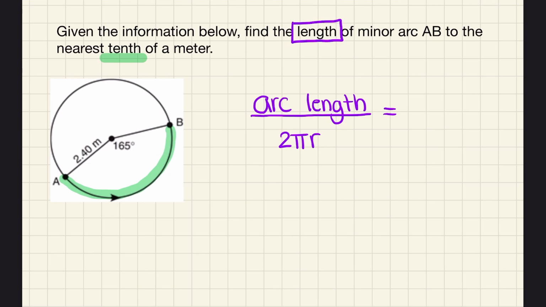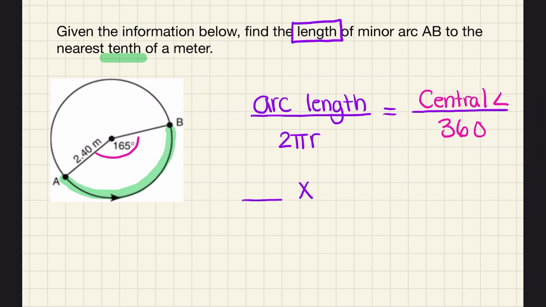Now I need another fraction, okay? One of those other two fractions, I need to look at them and see what I have. I hope you already noticed that they gave us this central angle here. That's really helpful, and that often happens a lot. So that means we're going to use central angle over 360 degrees. So let's plug in what was given to us. We know we're looking for arc length, so that's going to be x.